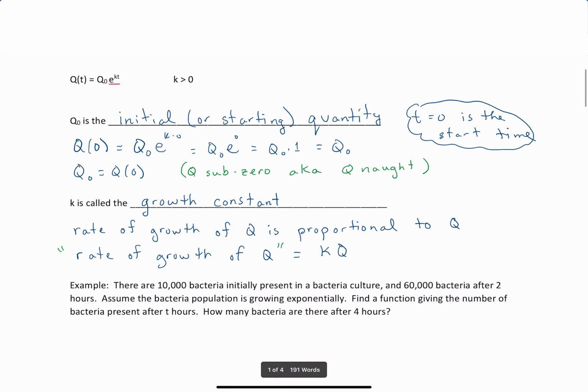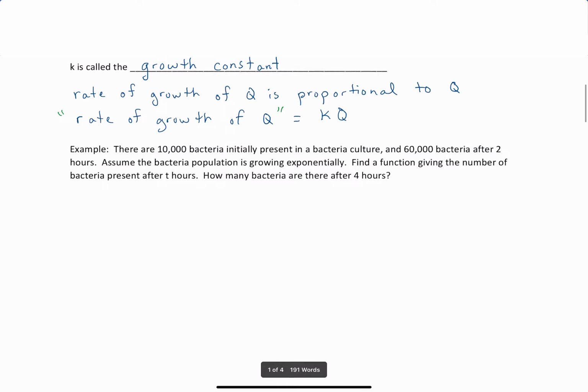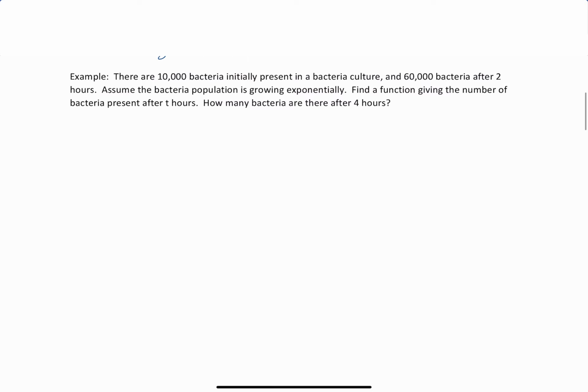Let's see an example. There are 10,000 bacteria initially present in a bacteria culture and 60,000 bacteria after 2 hours. Assume the bacteria population is growing exponentially. Find a function giving the number of bacteria present after t hours, and then how many bacteria are there after 4 hours?